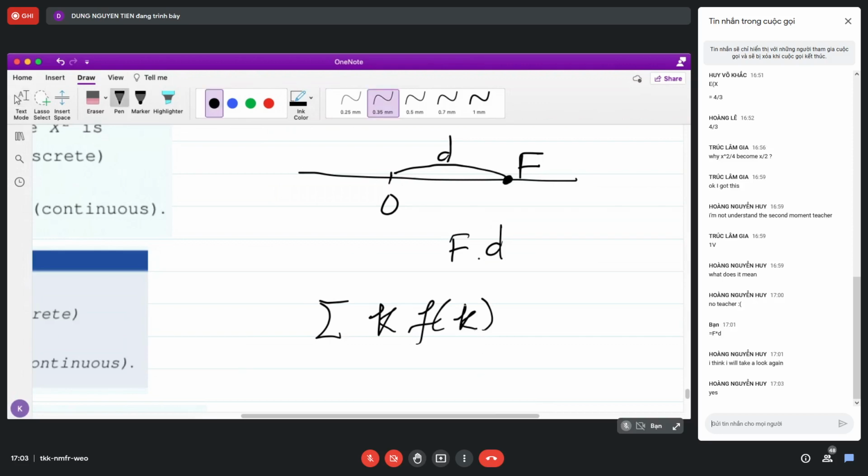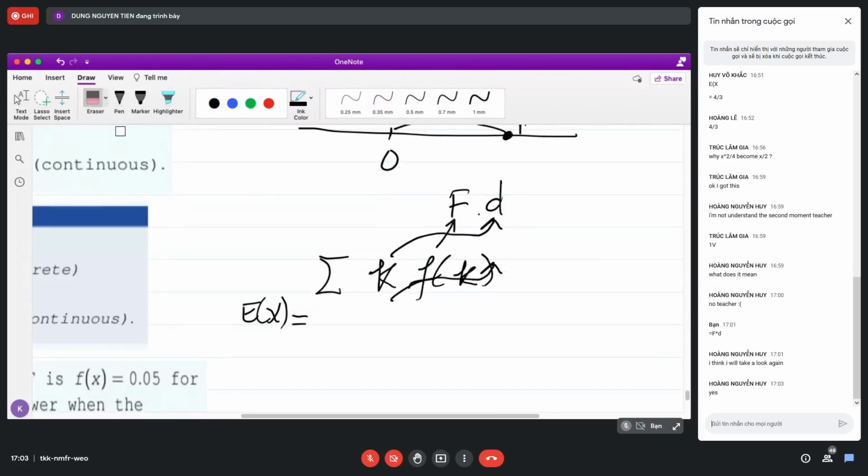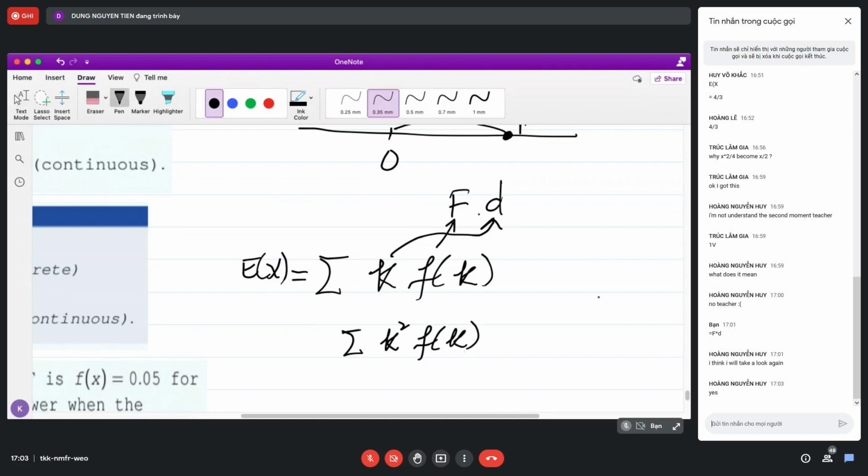Do you understand? You get k times f of k. f of k is simply the force here, right? And k is simply the distance. You can think about it that way. And this gives you the mean of x. So the mean of x is the first moment. If you want to find the second moment, you get the sum of k squared f of k, right? So you can think of the force times the square of the distance, and that is called the second moment.